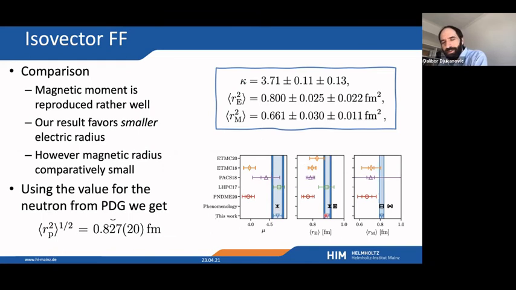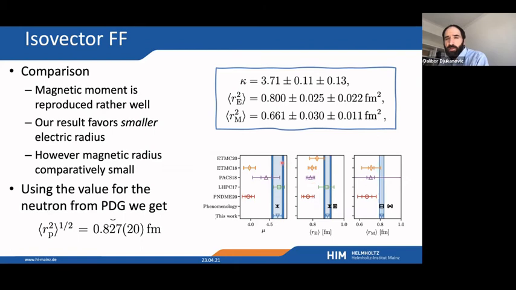For the electric radius, this cross here is the PDG value of the proton and the neutron combined to give the isovector radius, and the same is true for RM here. This square is if you took the proton radius from the Mainz data and combined it with the world average for the neutron radius. This is the point you would get for the isovector electric radius. So you see we really favor this smaller value of the electric radius.